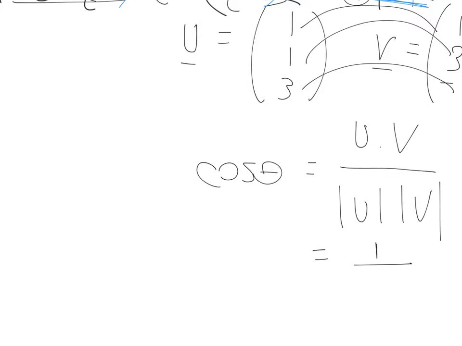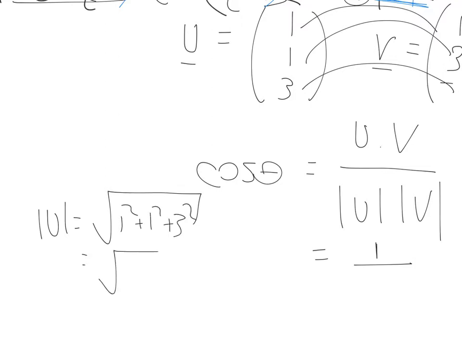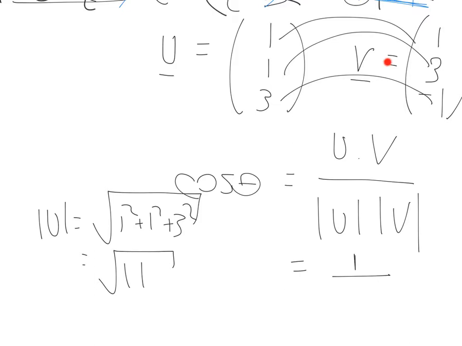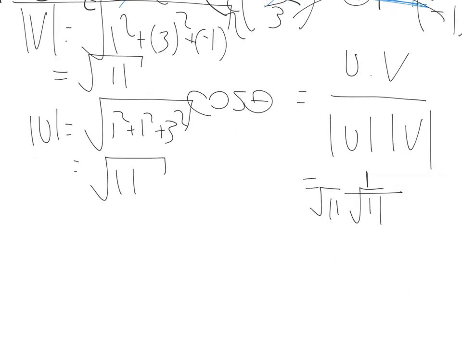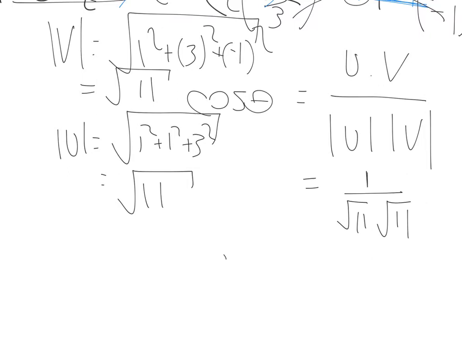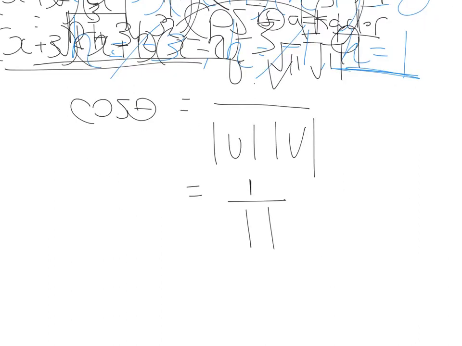For magnitude u, that's the square root of 1 squared plus 1 squared plus 3 squared, and that's the square root of 11. For magnitude v, that's the square root of 1 squared plus 3 squared plus (-1) squared, which is also root 11, so I'll put both of them down there. Root 11 times root 11 is 11, so I've now got cos theta equal to 1 over 11. And that's the final answer to the question.